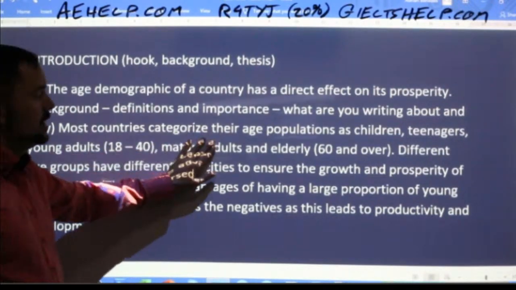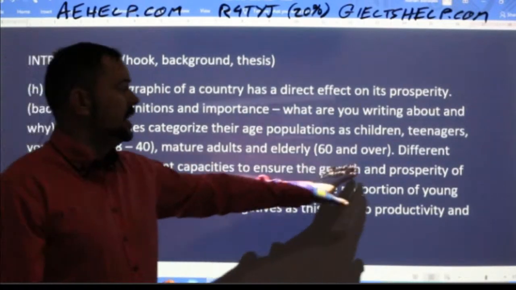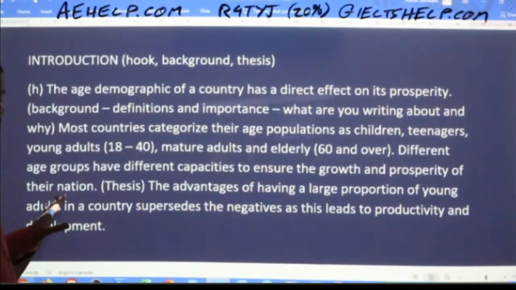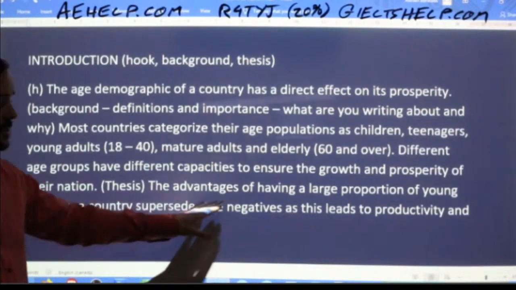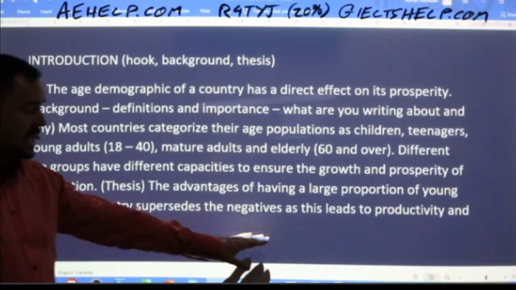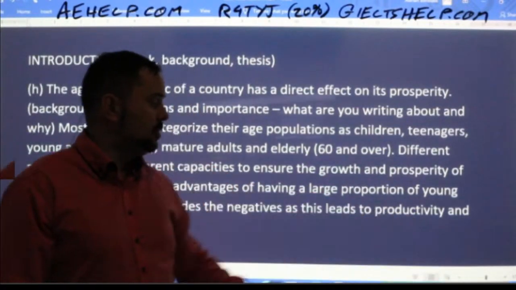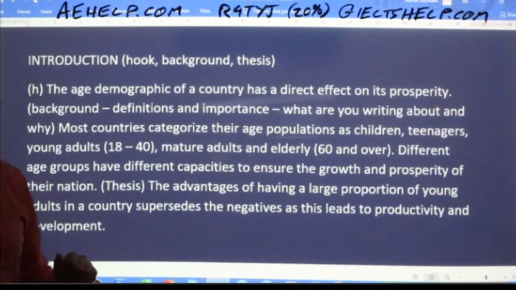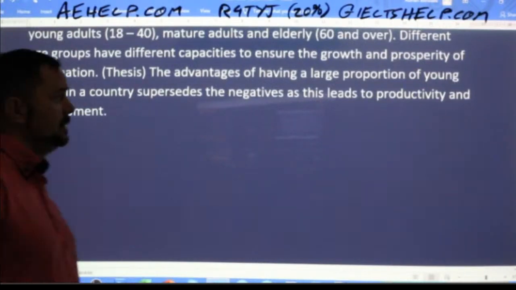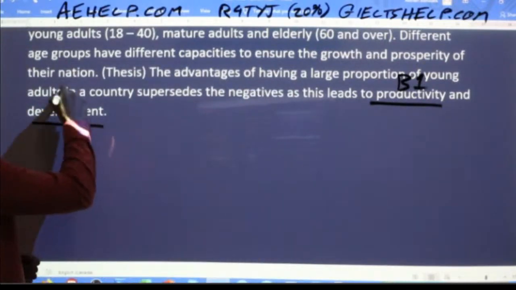Most countries categorize their age populations as children, teenagers, young adults, mature adults, and elderly. Different age groups have different capacities to ensure the growth and prosperity of their nation. The advantages of having a large proportion of young adults in a country supersedes the negatives, as this leads to productivity and development. So clearly my first point is productivity, and my second point is development. Okay, so now this will become body paragraph one, and this will become body paragraph two.